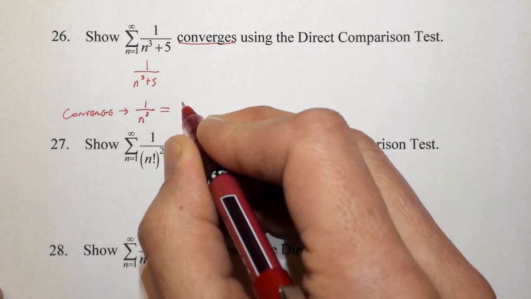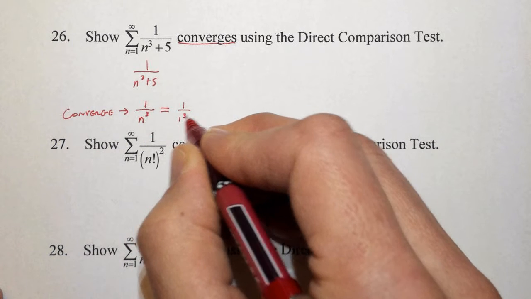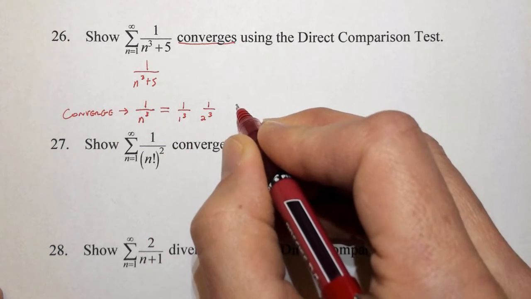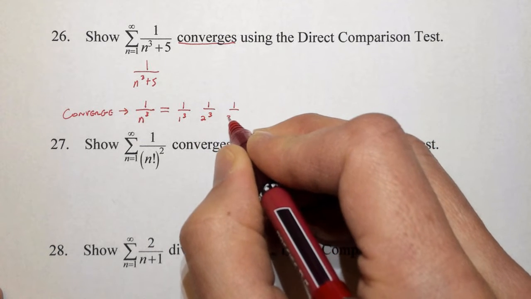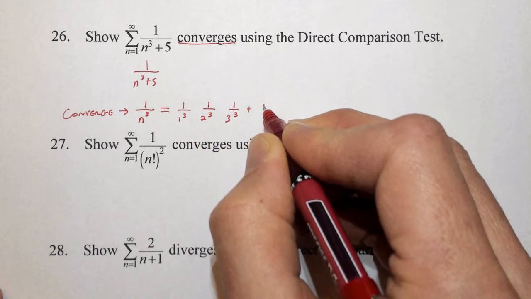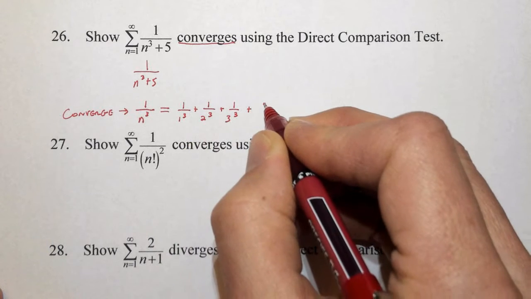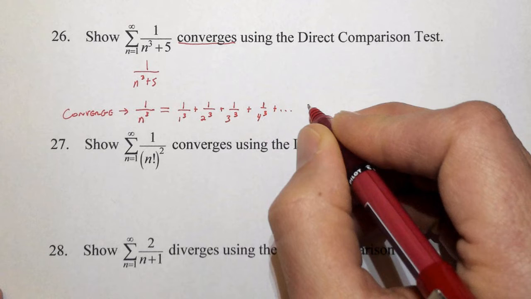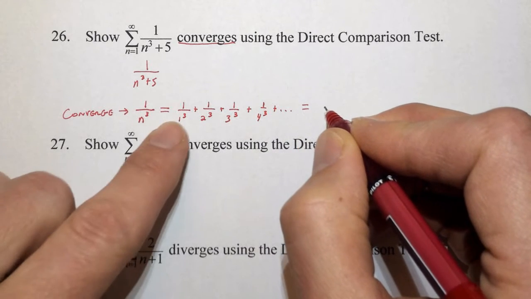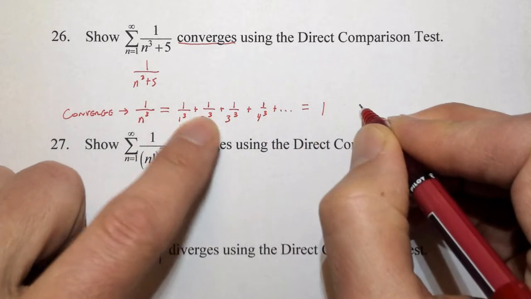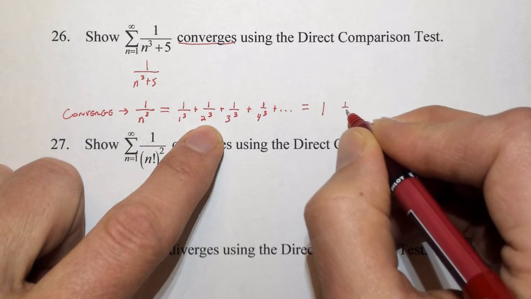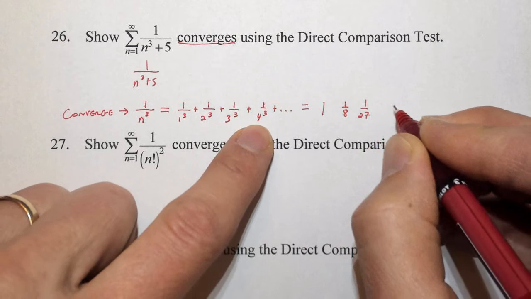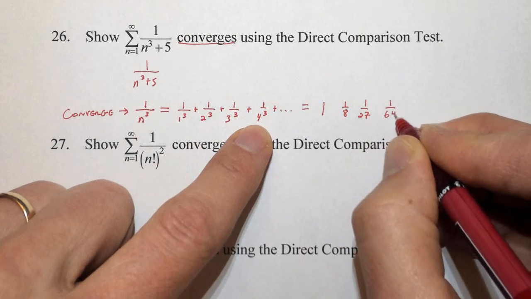Well, if n is 1, then we have 1 over 1 cubed. If n is 2, then we have 1 over 2 cubed. If n is 3, we have 1 over 3 cubed, and so on and so forth. Put in the pluses, why not? So 1 over 4 cubed, plus dot dot dot. So if we look at our terms, 1 over 1 cubed is just 1. 2 cubed is 8, so we have 1 over 8. 3 cubed is 27. 4 cubed is 64. So there's the first 4 terms.